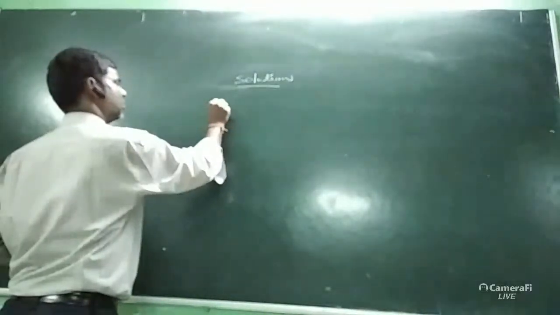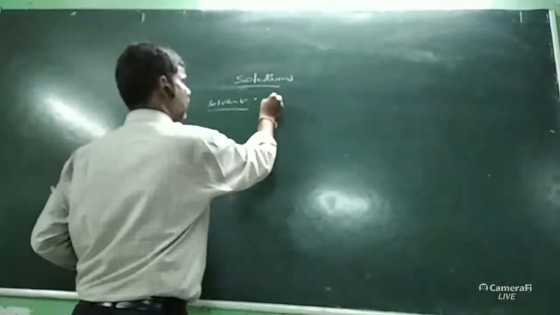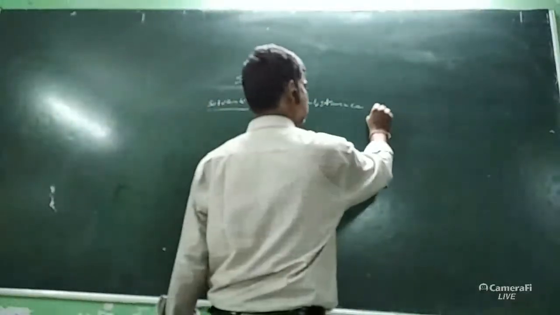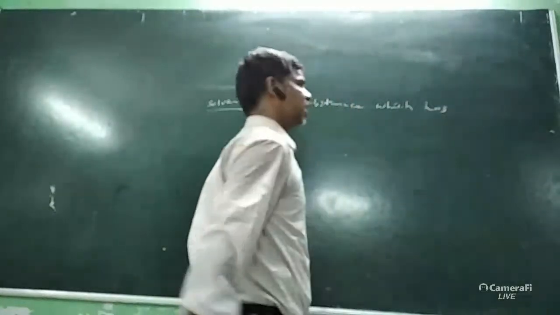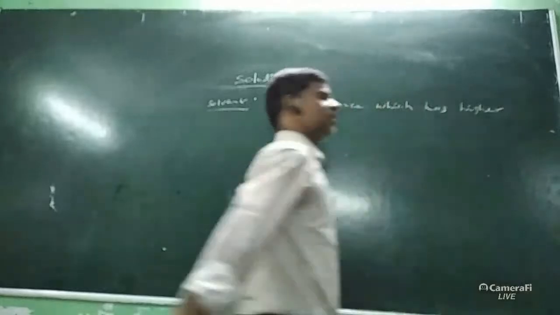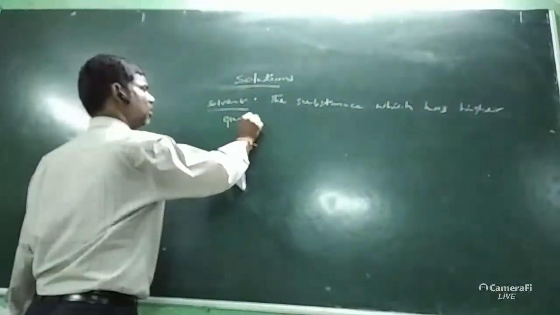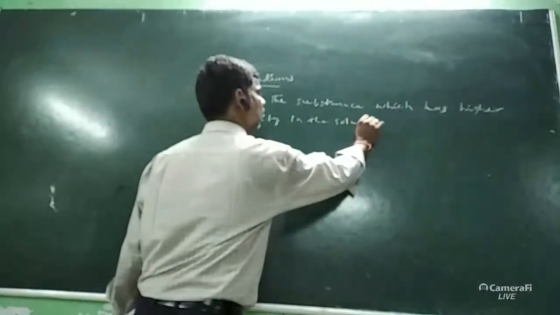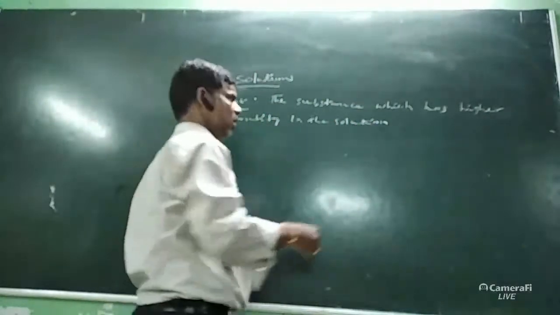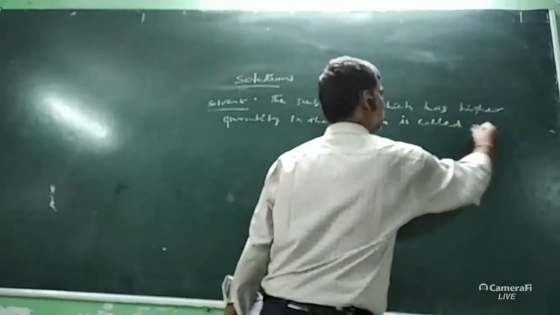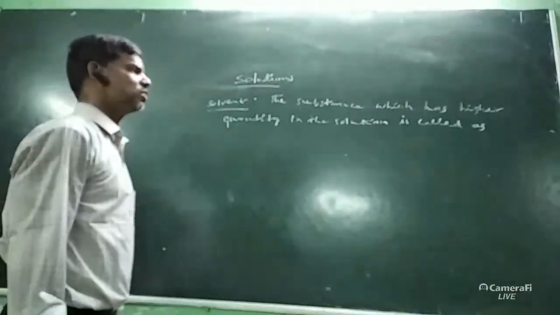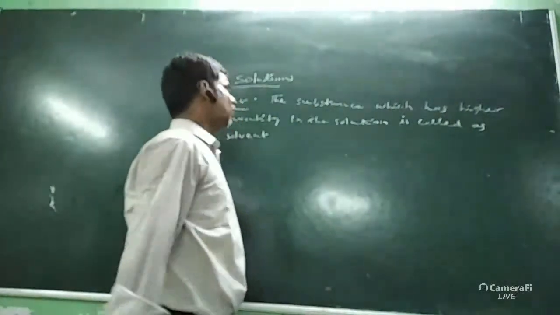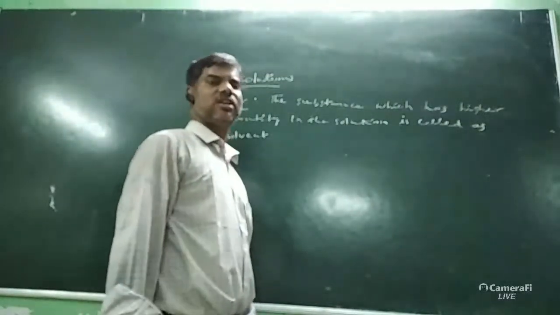And coming to the solvent, the substance which has higher quantity in the solution is called solvent. So the substance which has higher quantity in the solution is called solvent.